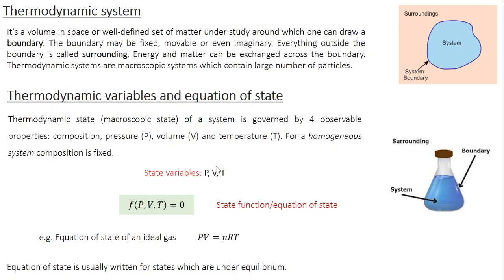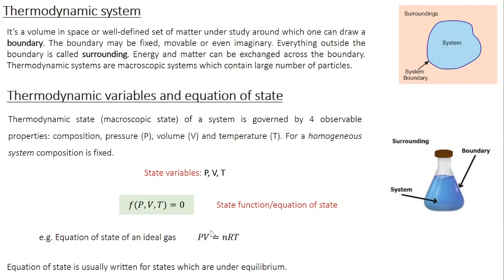Any thermodynamic system or any thermodynamic state can be completely described or characterized using these 3 variables. Now when you write a function of these three variables equated to 0, this is known as state function or equation of state. For example, in the case of ideal gas, I know PV equal to nRT, or I can write PV minus nRT equal to 0. This is the equation of state of an ideal gas.